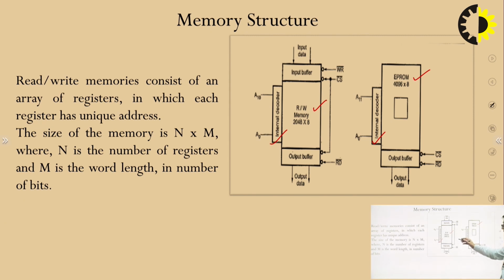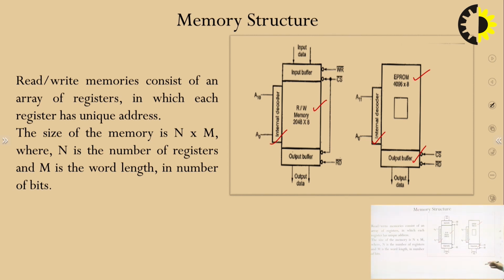In case of RAM, we have input buffer as well as output buffer. Input buffer is to input the data, to write the data into the memory, and output buffer is to get the data out of memory, to read the data from memory. Whereas in case of EPROM, we have only shown the output buffer, because ROM is a read-only memory. So, we can only read the data from this memory.